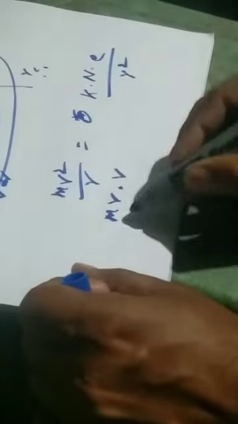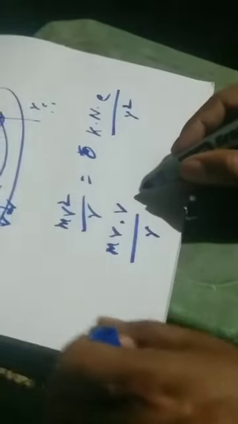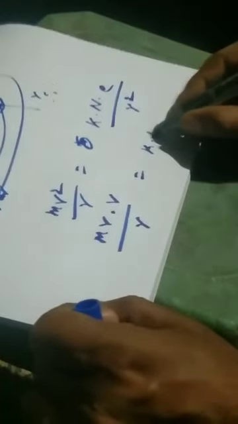Here mv squared by r is given by the Coulomb force divided by r squared. But here it can be written as mv multiplied by v upon r. So mv times v by r is equal to what? K times e upon r squared.